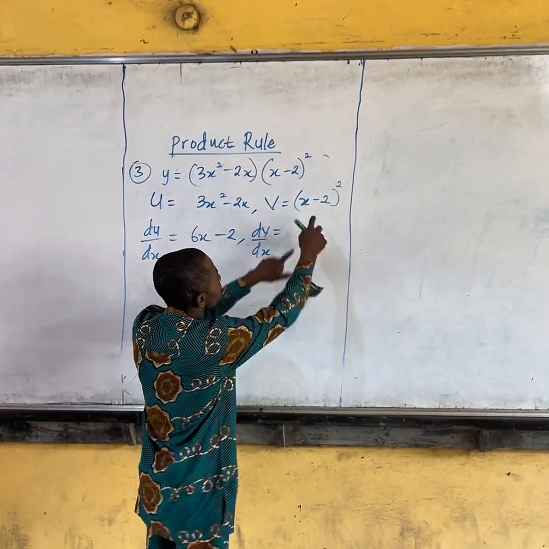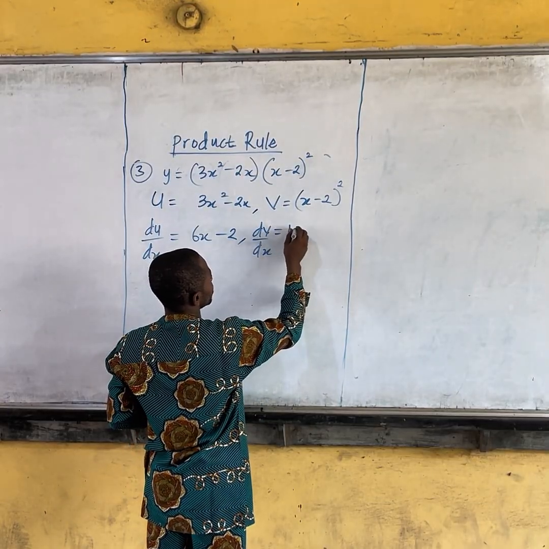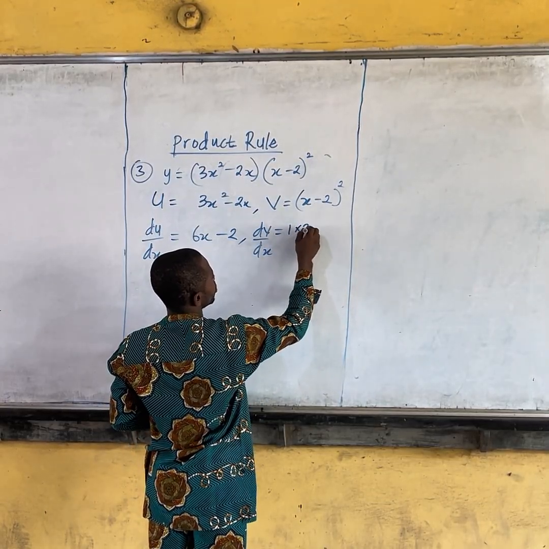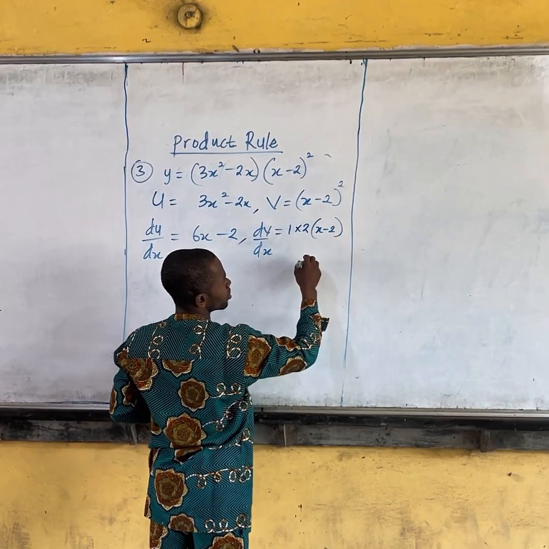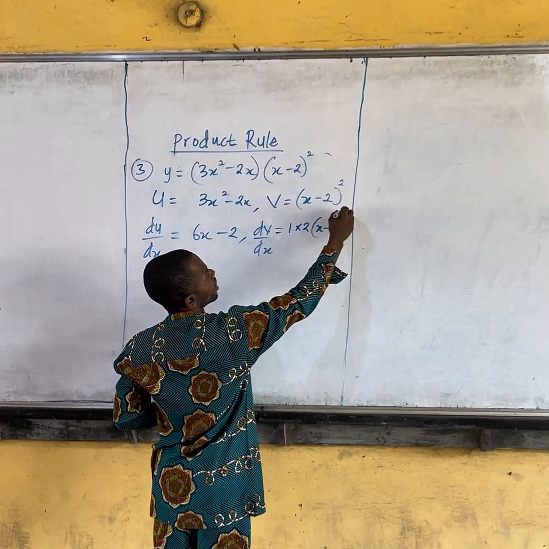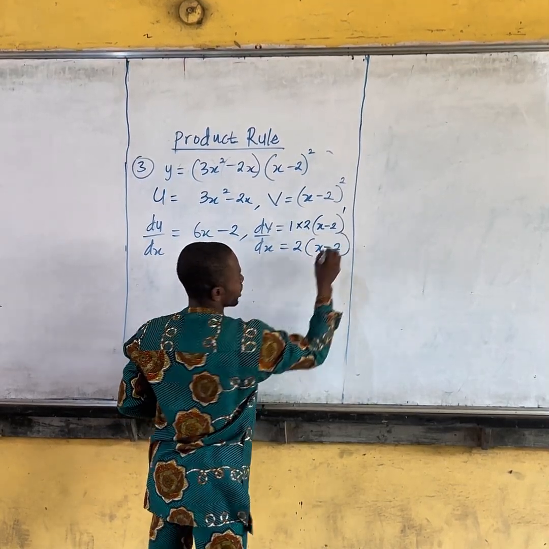If I differentiate x minus 2, it will give me 1. Multiply it by the power 2. Write the question back, x minus 2. Then remove 1 from the power. So it will now be 2 bracket x minus 2.